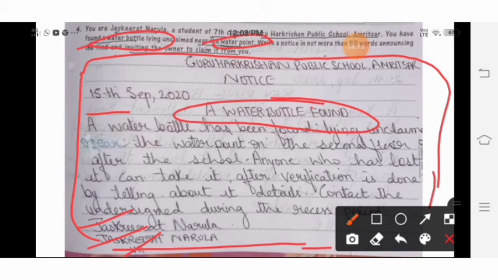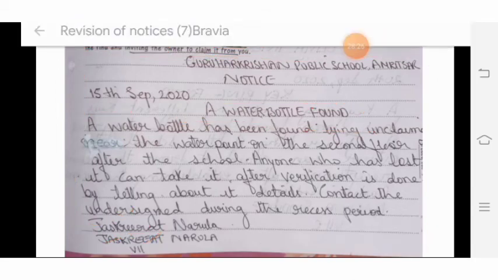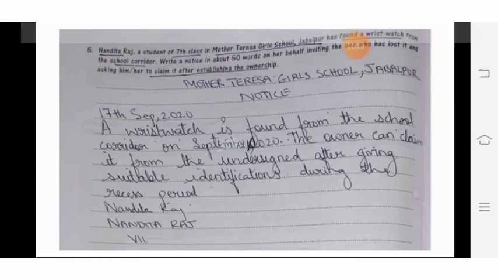Why do we use capital letters? So that it should be visible from a long distance. From far away also, a person can read it. That is the reason, it should be eye-catching, right? Is it clear? See the next one.